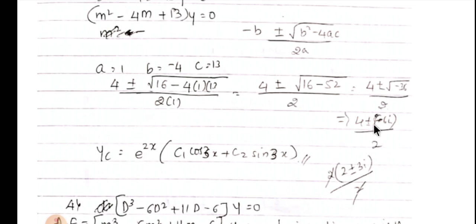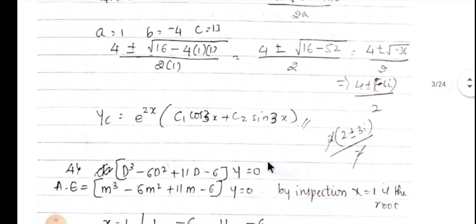Here I'll take 2 out, 2 into (2 plus or minus 3i) divided by 2. 2 and 2 will get cancelled. Then the roots are complex, therefore e to the power 2x, and this plus or minus 3i, that is (c1 cos 3x plus c2 sin 3x).